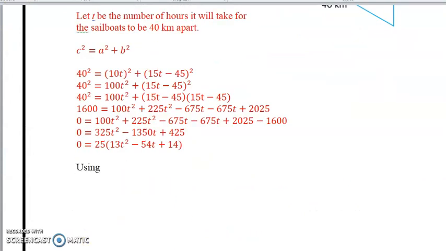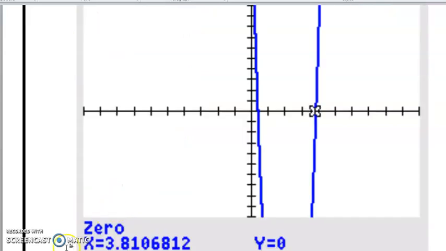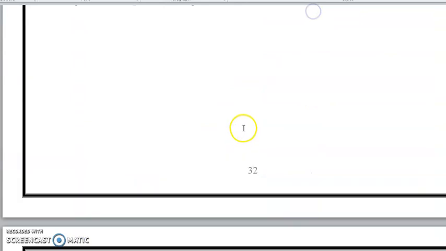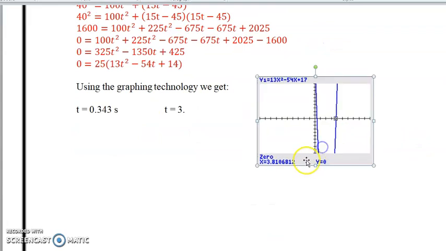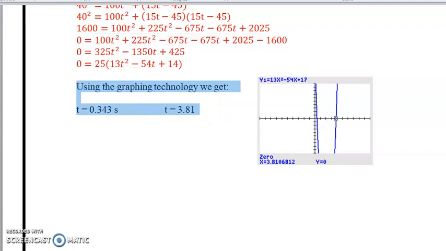So, using the graphing technology, we got t equal to negative 0.343 seconds, and we also got t equal to 3.81, and I have it here. I'll pop that diagram up. There it is. I can only show one of them, but it was both values. They were done the same way. Using the graphing technology.